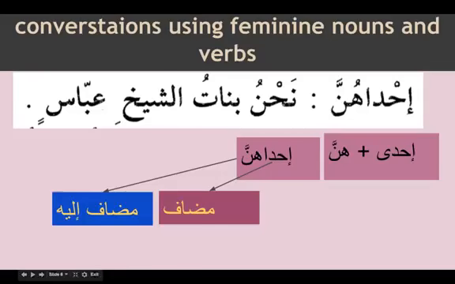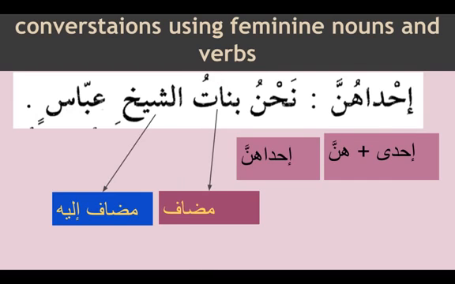They say nahnu banatu shaykh Abbasin. So how do we analyze? Nahnu is mubtada, banatu one word, khabar, wahuwa mudaf, and ash-shaykh is mudaf ilayhi. So what is Abbasin? Abbasin is referring to shaykh, so it is interchangeable. So we can say nahnu banatu Abbasin or nahnu banatu shaykh. So these two are interchangeable now, so this is called badal.